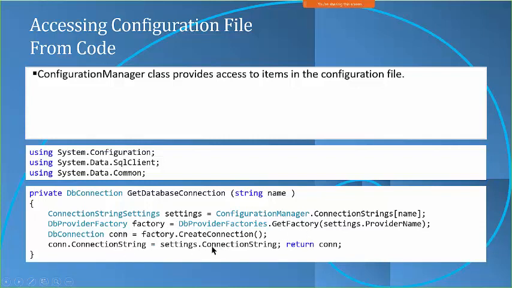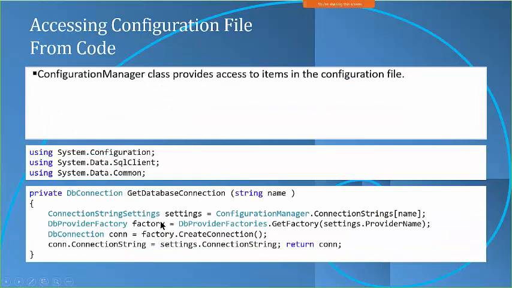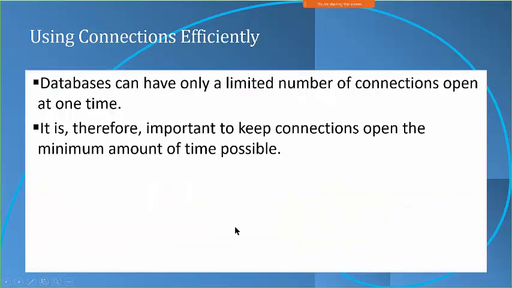From settings, each connection string has all these attributes, like provider name. And notice that inside of this connection string, you have an attribute connection string. So down here, we get settings.connectionString, which is where we're going to get our connection. So we'll see that when we do our demo in a little bit more detail.